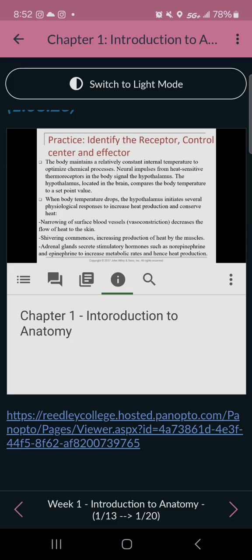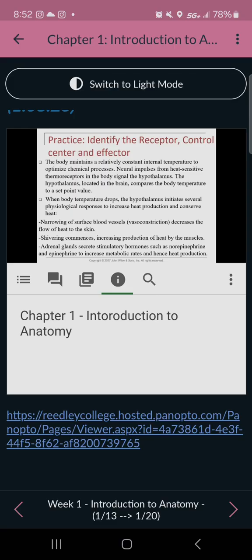The body maintains a relatively constant internal temperature to optimize chemical processes. Neural impulses from heat-sensitive thermoreceptors in the body signal the hypothalamus. The hypothalamus is located in the brain, and it compares the body temperature to a set point value. When body temperature drops, the hypothalamus initiates several physiological responses to increase heat production and conserve heat.